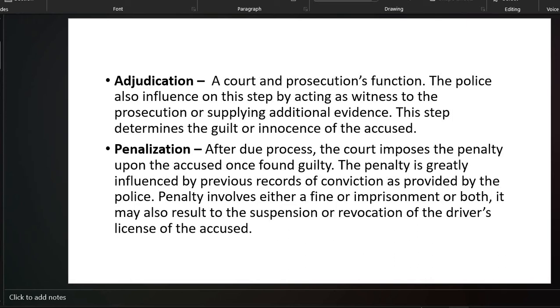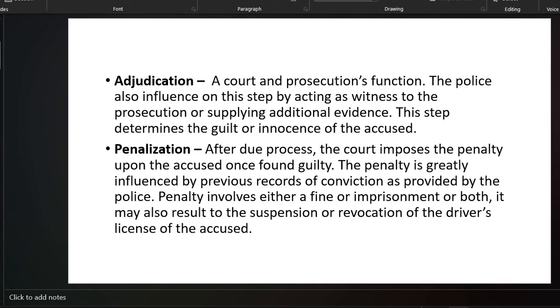Okay? So, ito yung nagiging flow. Of course, number 1, nade-detect na meron kang traffic violation. Number 2, apprehension. Number 3 is the penalization or yung tinatawag nating prosecution. Okay? Pinaprosecute ka, tinitingnan if there is sufficient ground or probable cause.